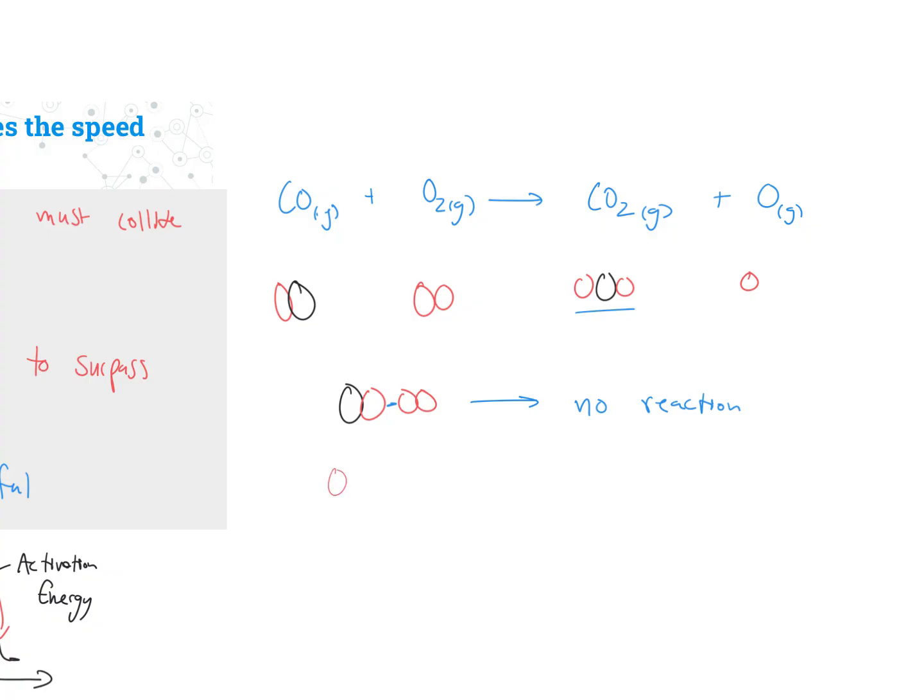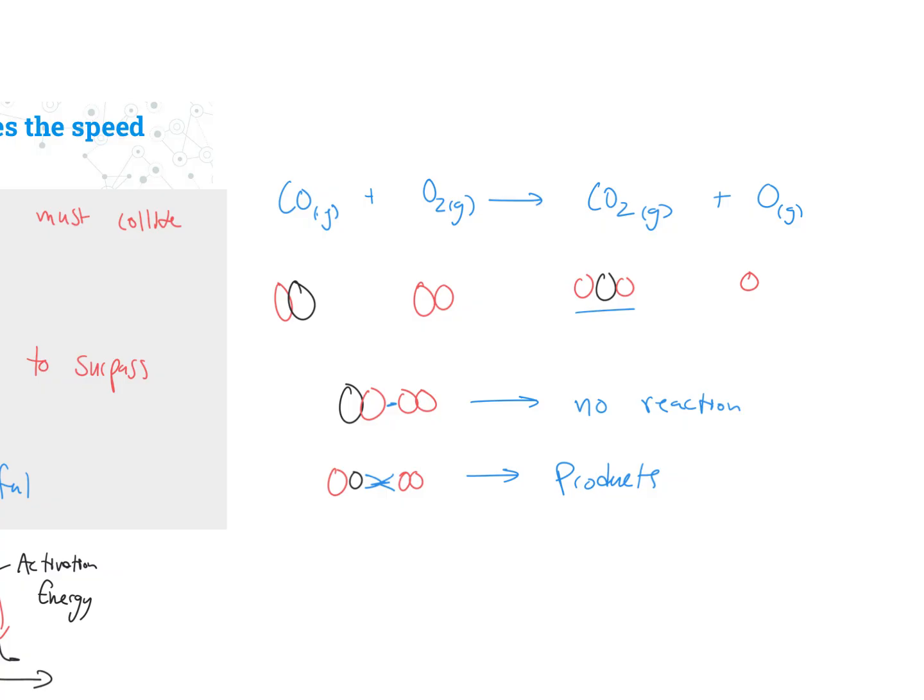However, let's say my CO bumps into my oxygen with this orientation, where now the carbon and the oxygen are bumping into each other. And essentially what's happening here is that these two are flying towards each other. They'll bump in this orientation. When this happens, we end up with the products that we want. That's what I mean by the correct orientation. They have to collide with each other, but they have to be oriented in such a way that, in this case, the carbon reacts with the oxygen, since the two oxygens aren't going to react to form the product that we want.